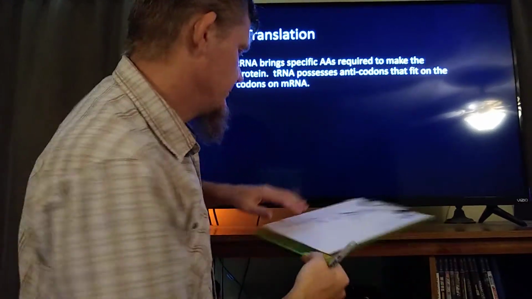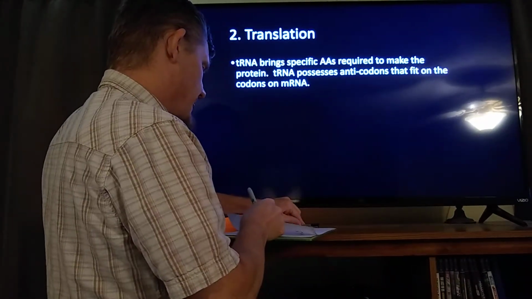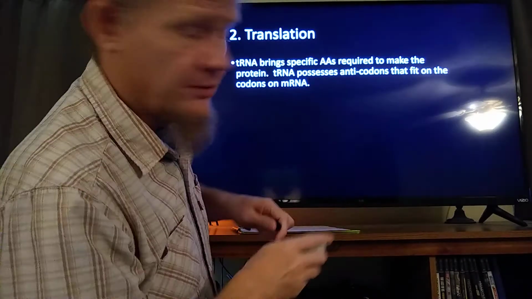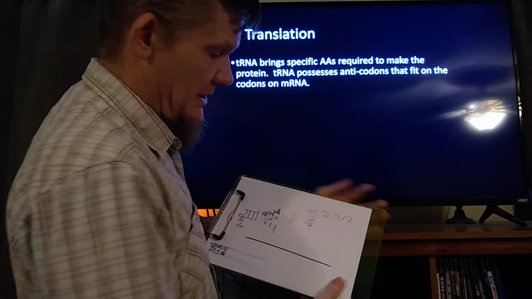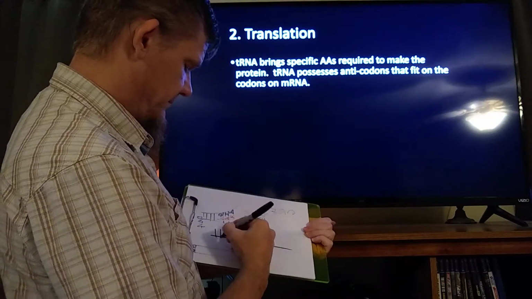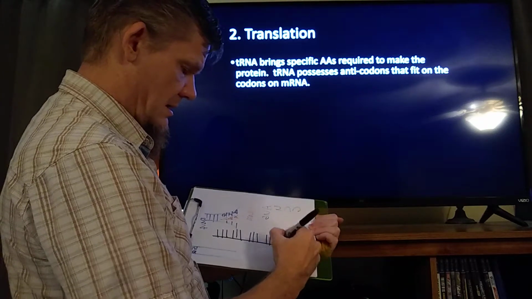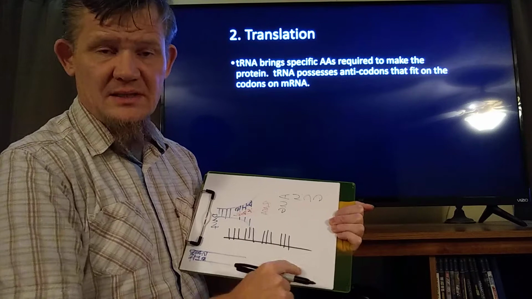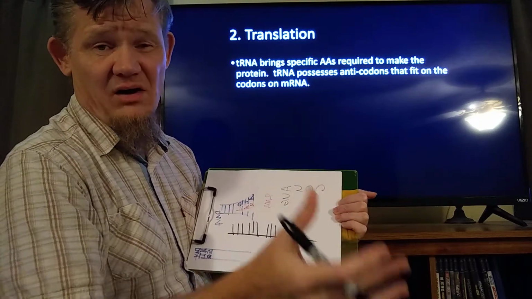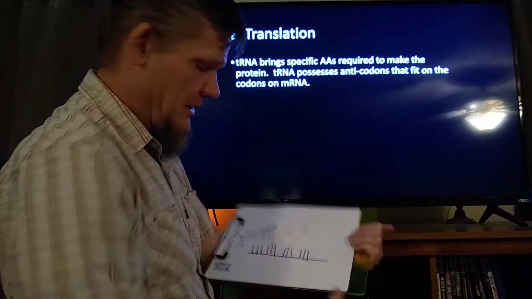So, example. If I've got a code, here's my piece of messenger RNA. I have artificially separated these into 3s, so we know we're supposed to read them 3 at a time. It's not separated like that on the messenger RNA. It's just like teeth on a comb. It's just all one big line.